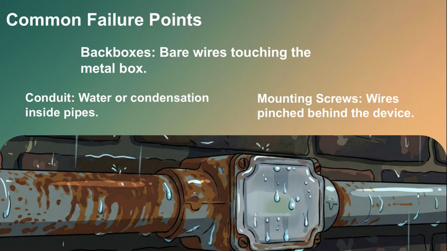If you are stuck, check the most common failure points. Look for device backboxes where the bare wire might be touching the metal. Check for moisture-filled conduit, especially in outdoor devices, and look closely for pinched wires under the mounting screws of devices.